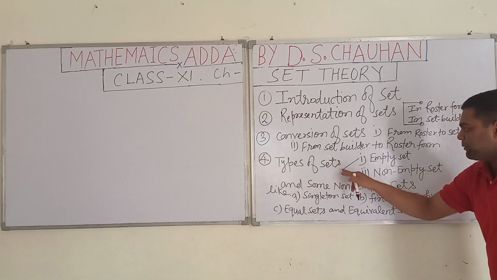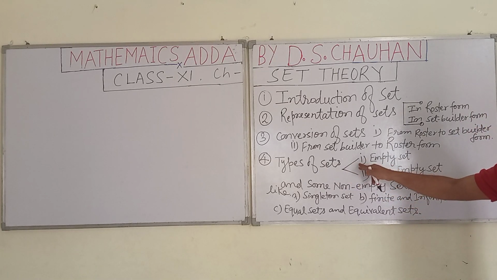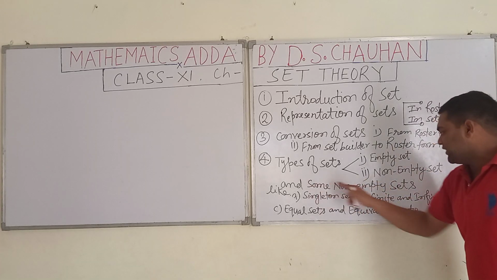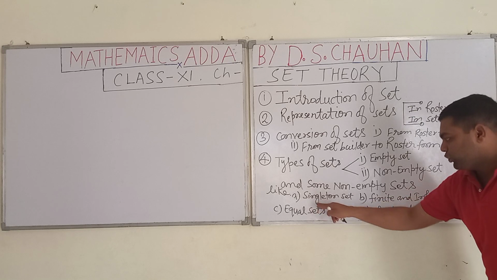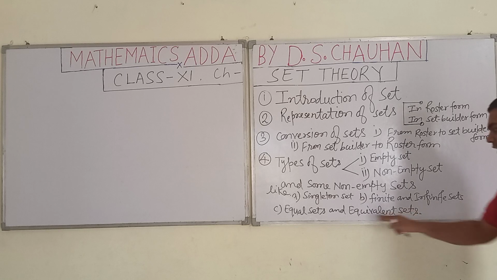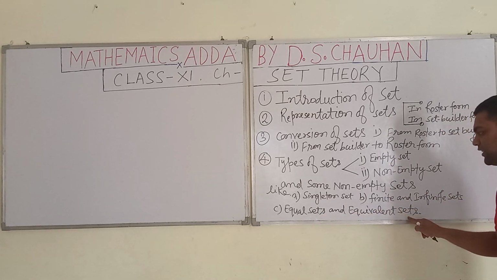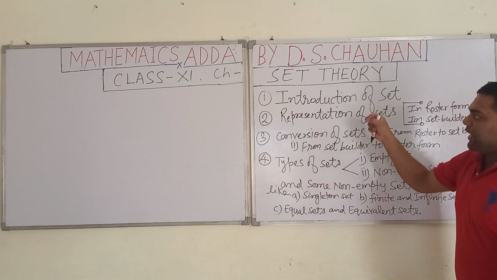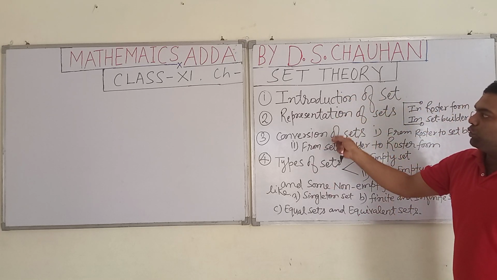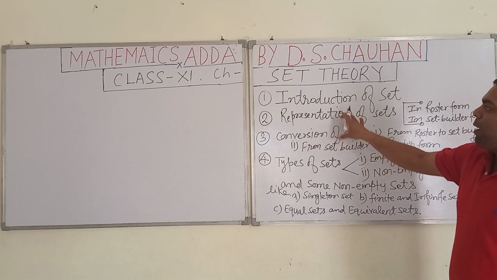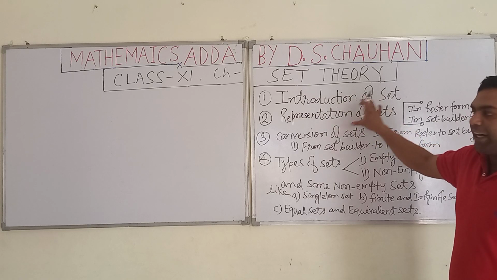Fourth topic, types of sets. Inside the types of sets, students, I will tell you about empty sets and non-empty sets. Under the non-empty sets, I will introduce these types of sets: singleton sets, finite sets and infinite sets, equal sets and equivalent sets. Students, to know about all these topics, try to understand every topic clearly, one by one. I am going to make all of you understand by introducing the sets clearly. Try to understand, students.